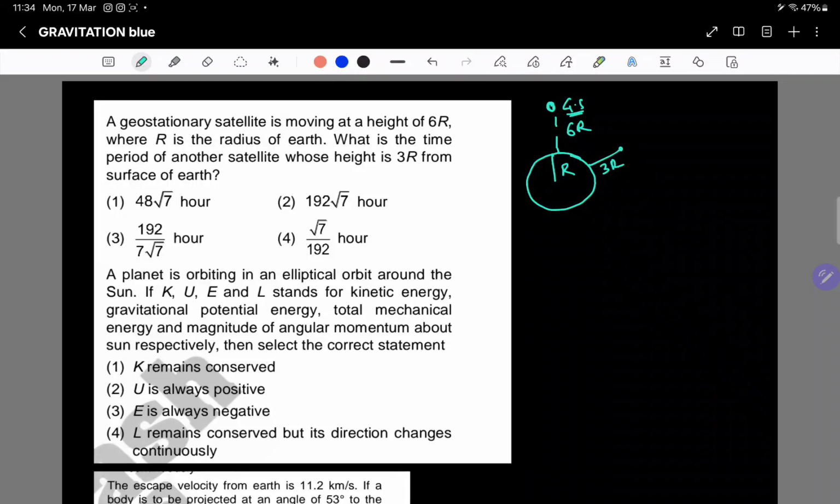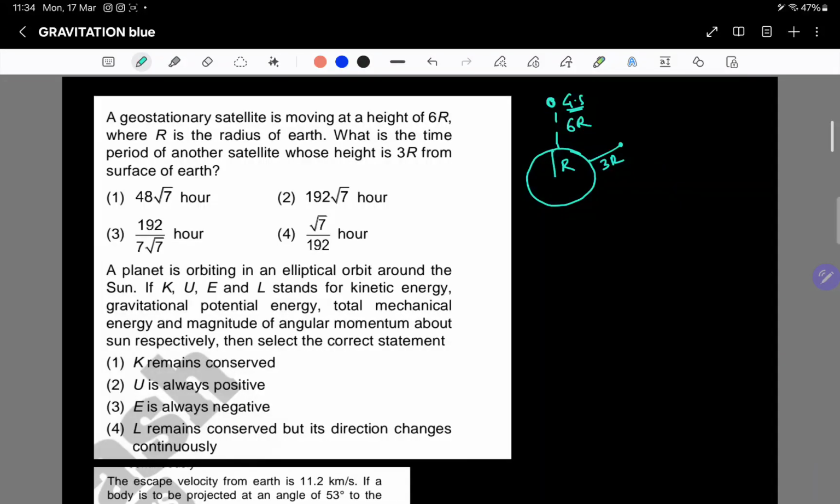Just easy, students, time period and position from the center of the planet. Now time period T square is directly proportional to r cube. Time period of the geostationary satellite, let us consider T1, other satellite T2, whole square equals r1 from the center, students. From the center the total is 7r, and the other satellite from the center is 4r.